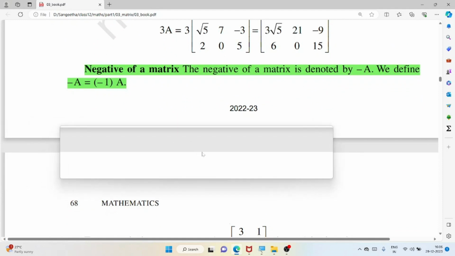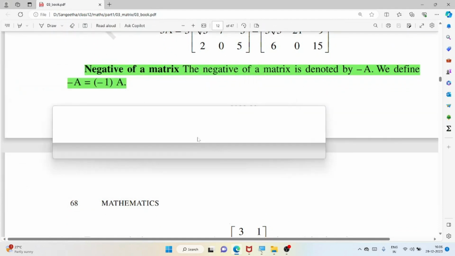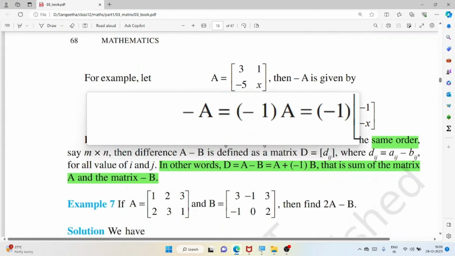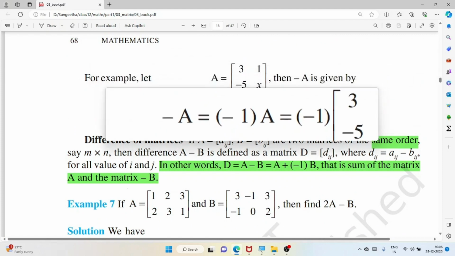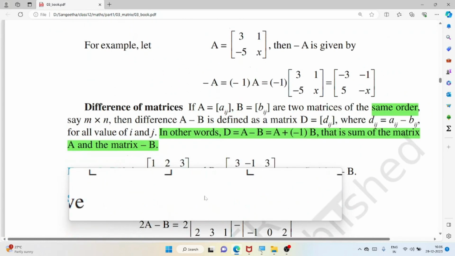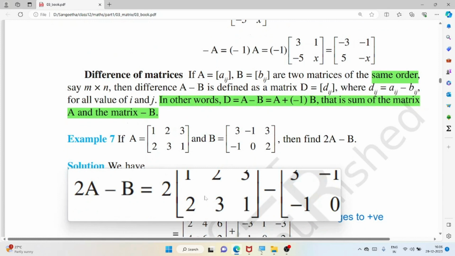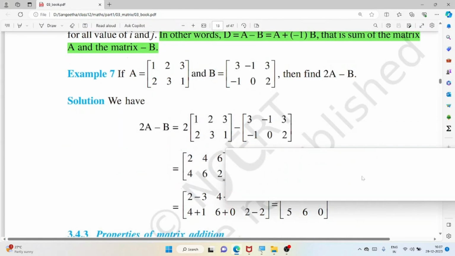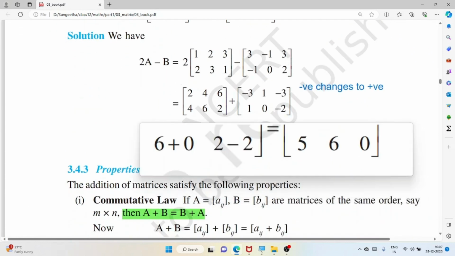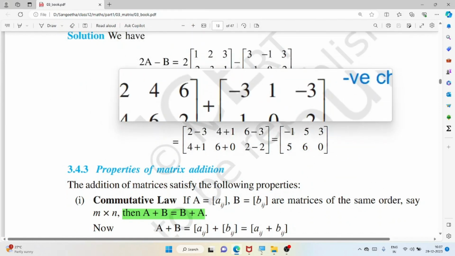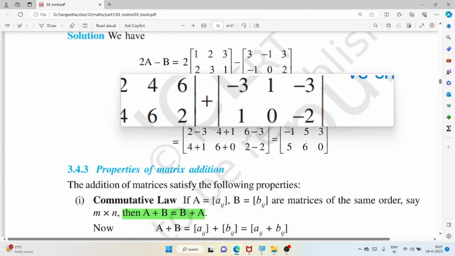Negative of the matrix: minus A, we define as minus 1 into A. Minus A can be written as minus 1 into A. Again, it should be of the same order when you subtract two matrices. See, 2A minus B can be written as 2A plus minus B. Here, 2A minus B, the plus sign is there, so this will become minus B.